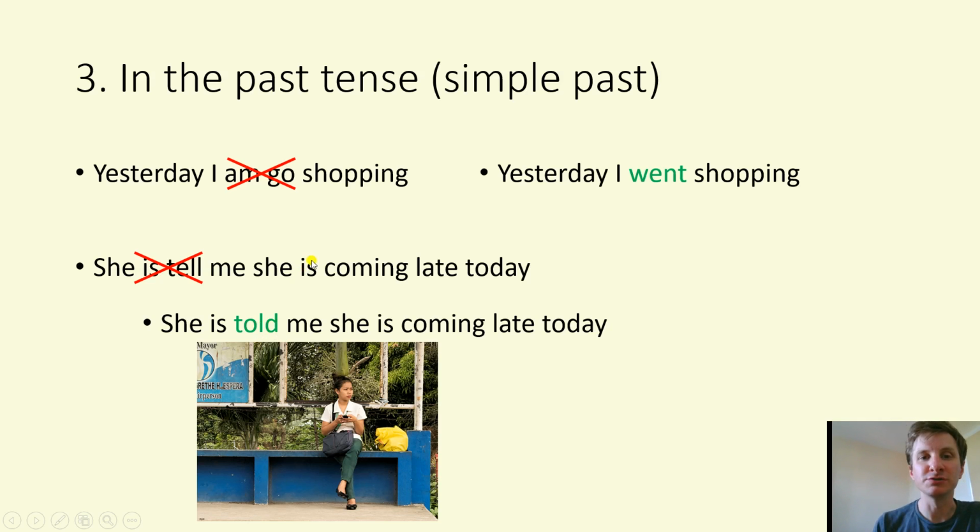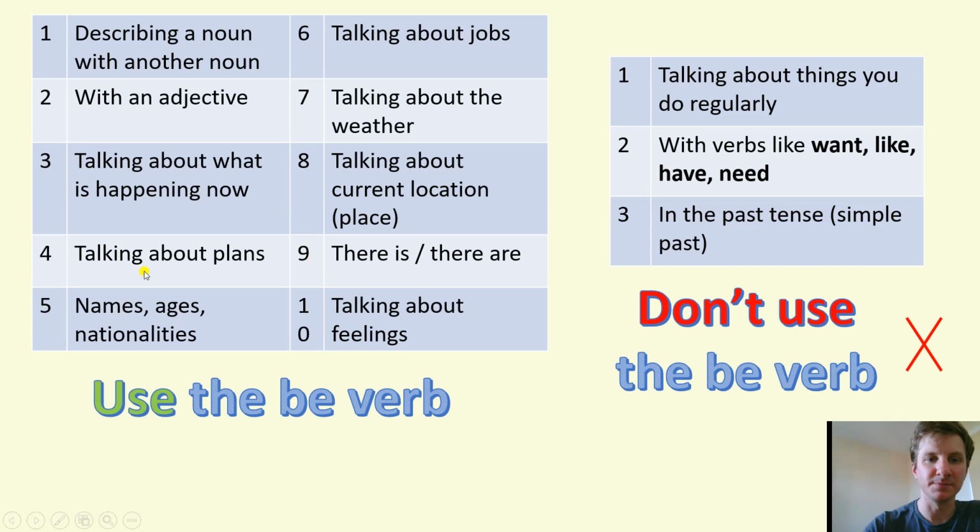So, to review, we use the be verb for all of these things, describing a noun with another noun, with an adjective, talking about what is happening now, talking about plans, with names, ages, and nationalities, for talking about jobs, for talking about the weather, for talking about the current location, that means place, for when we say there is, there are, and for talking about feelings. We use the be verb for all these things.